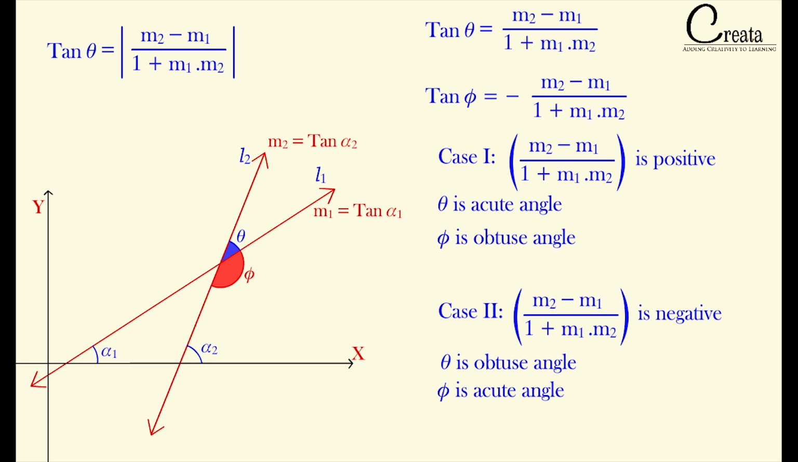Otherwise, if in the question you get a direct value of the slopes, that is m1 and m2, you can directly put them into the formula and you can get the value of theta as either acute or obtuse, whatever the result that comes by putting the values of the slopes. Once you get one angle, that is theta, you can easily calculate the other angle by subtracting it from 180 degree. Okay, so this is a concept that you should know.